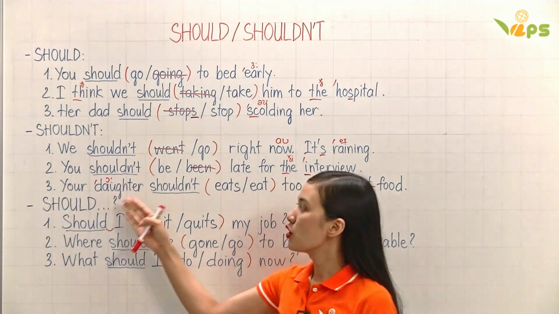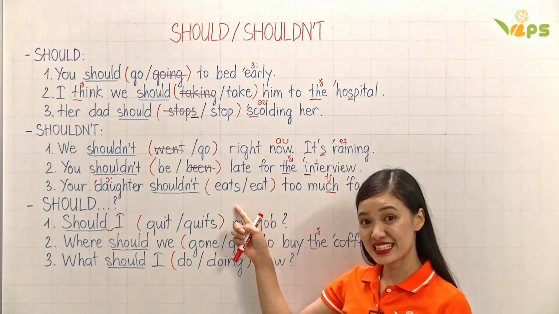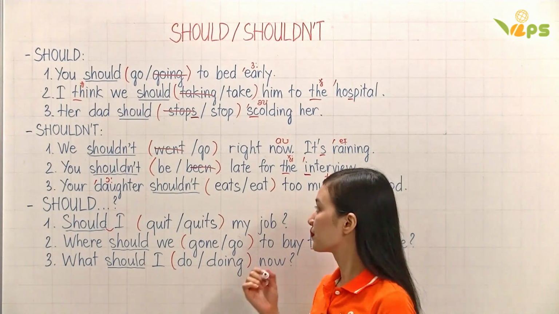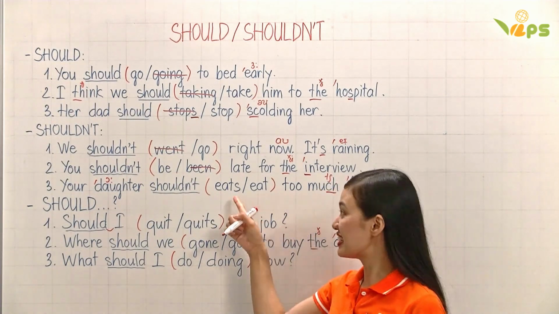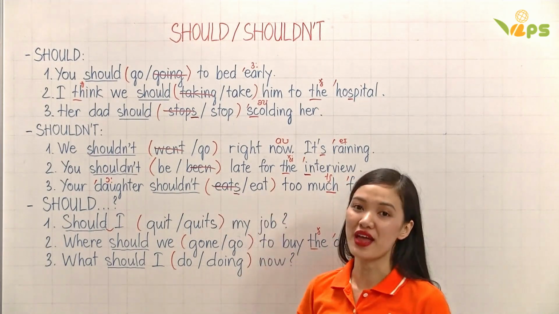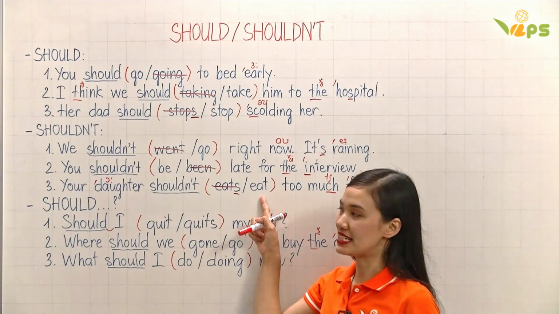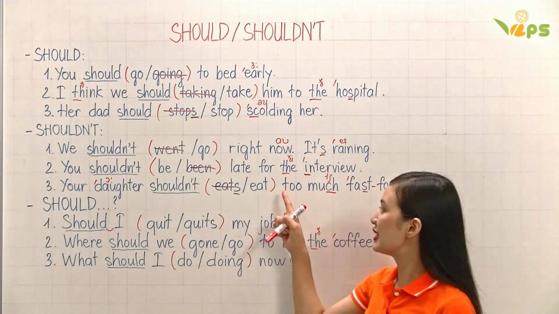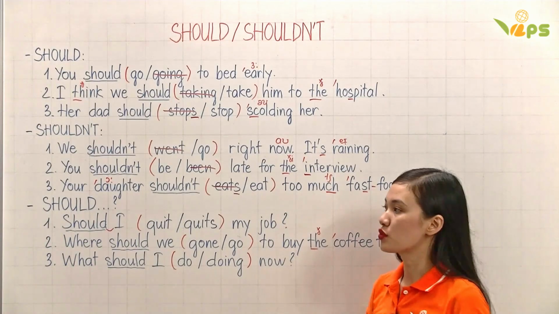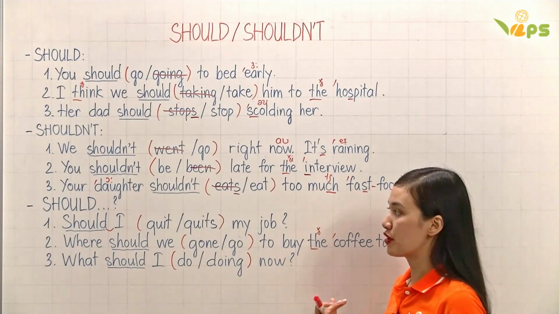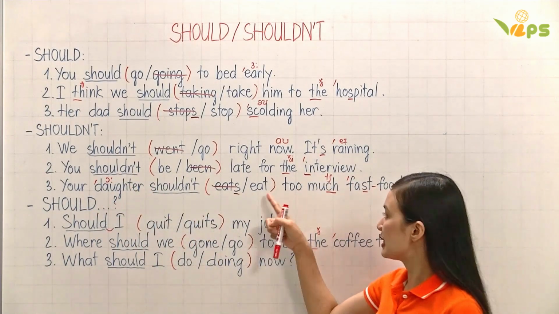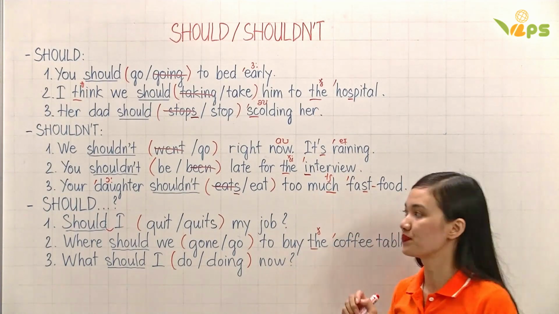Number three, your daughter shouldn't eats or eat too much fast food? So we will use eats with S or eat without S? Of course, eat without S, right? The base form of eat. Your daughter shouldn't eat too much fast food. You know, fast food like hamburgers or fried chicken, they are not good for your health, so you shouldn't eat too much. Your daughter shouldn't eat too much fast food.